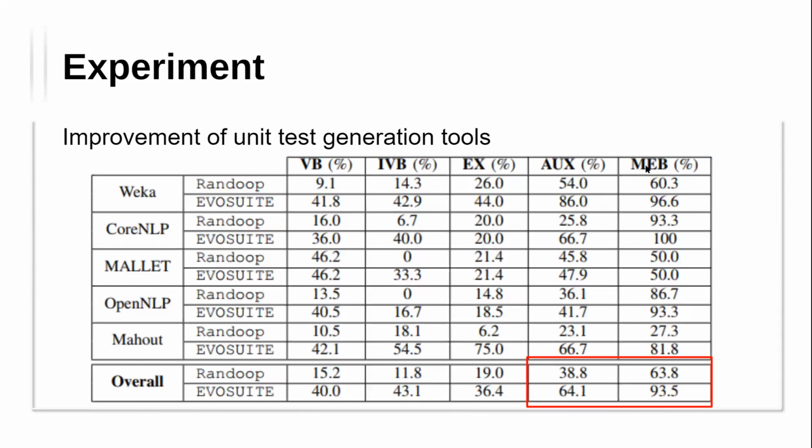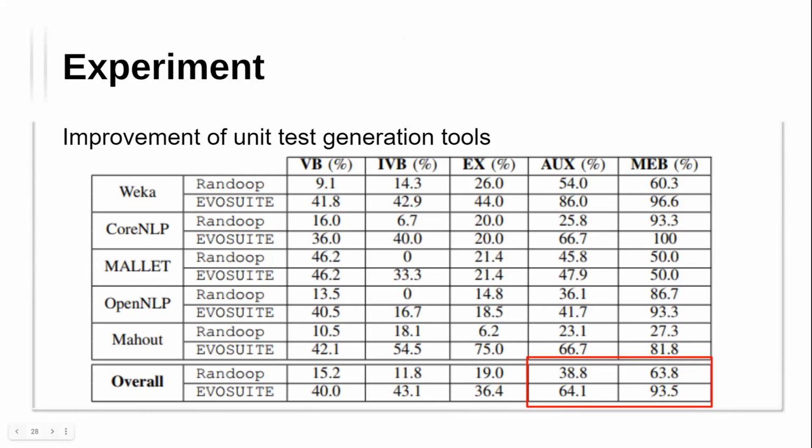Okay. So finally, we come to the most important part, the improvement of the unit test generation tool. How much improvement do we get from applying our test generation tools? Overall, you can see some pretty large improvements, and the largest improvements come from the auxiliary and message handling behavior side.